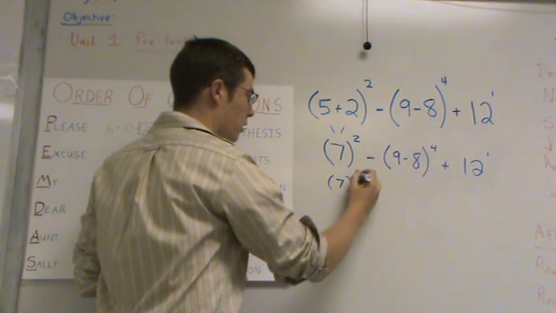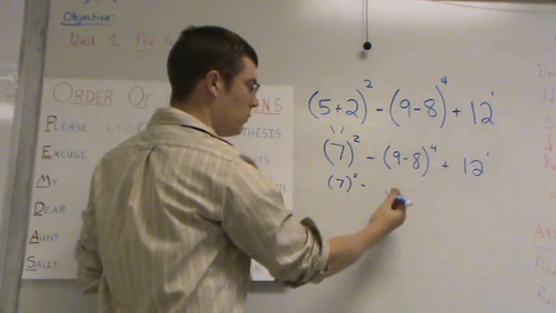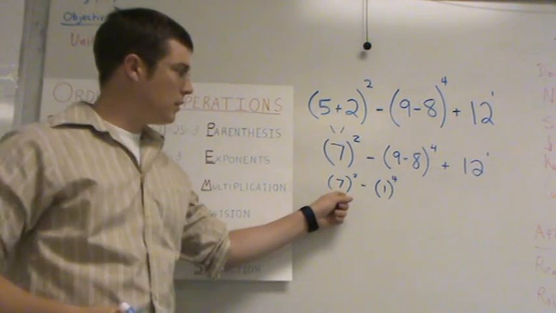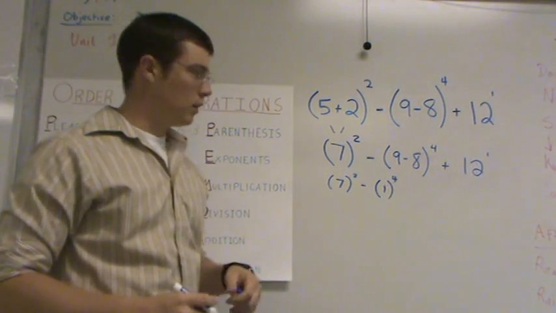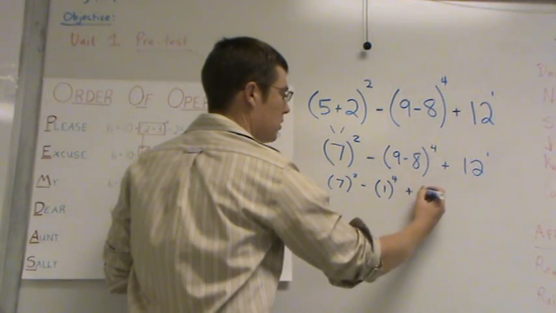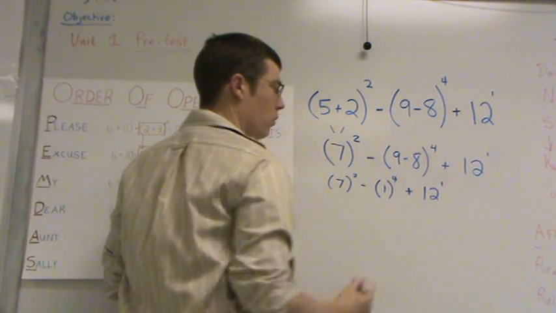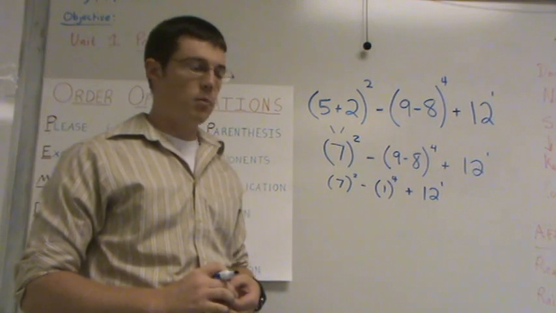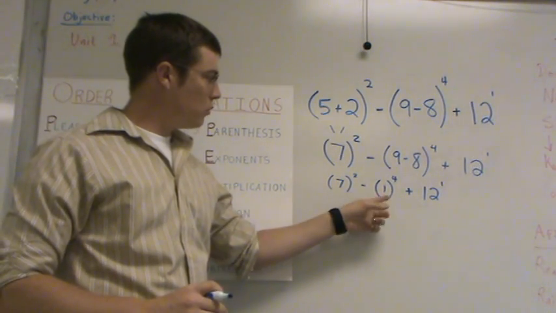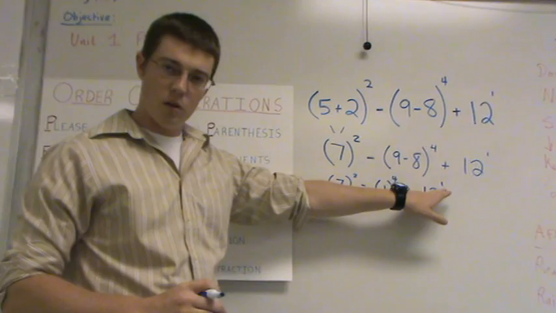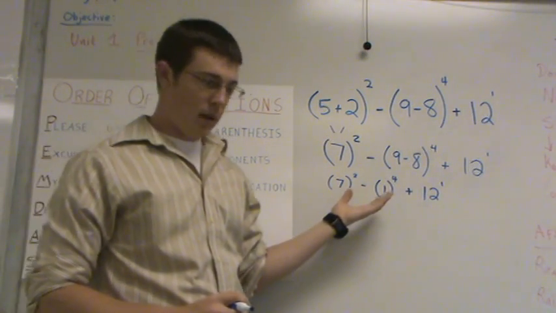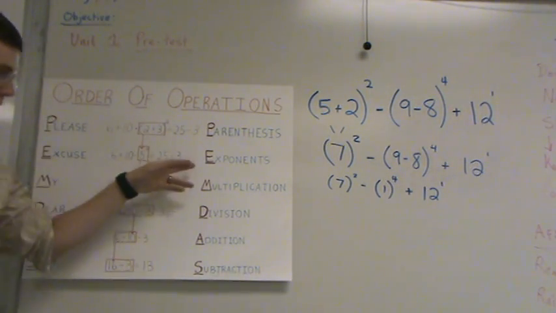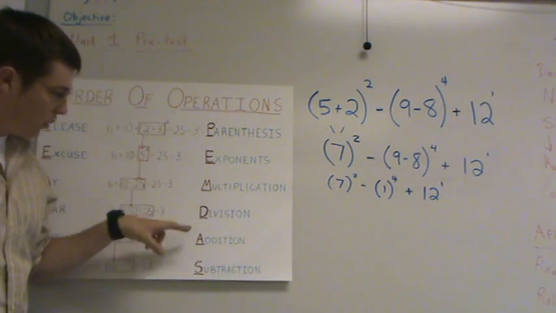7 squared minus 9 minus 8, which is 1. I like to leave my answer to my parentheses inside parentheses. Kind of helps me stay organized and keep track of where I'm at. We add 12 to the power of 1. So now we're down to just a few more steps that we have to do to solve this problem. We've got 7 squared minus 1 to the 4th power plus 12 to the 1st. Now we have 3 sets of exponents being subtracted and added to one another. Well, the order of operations says that we have to do exponents before addition or subtraction.